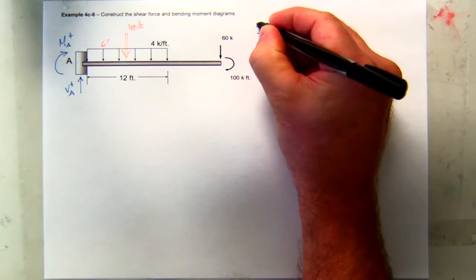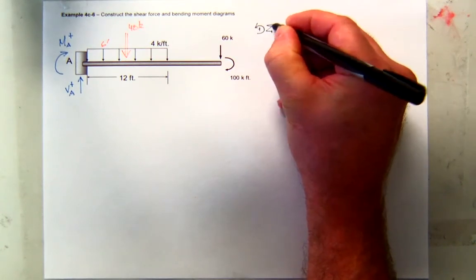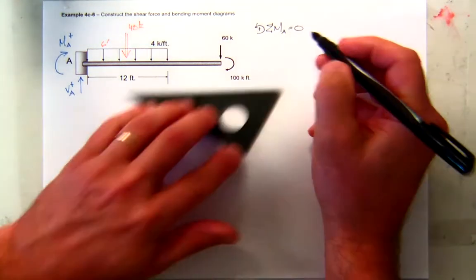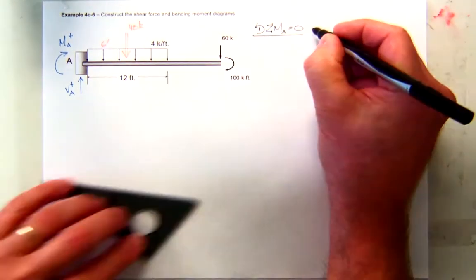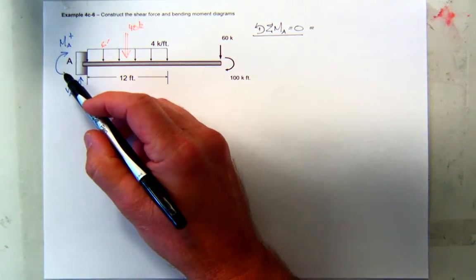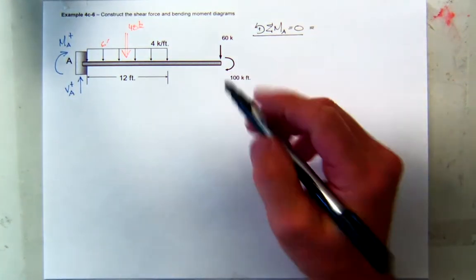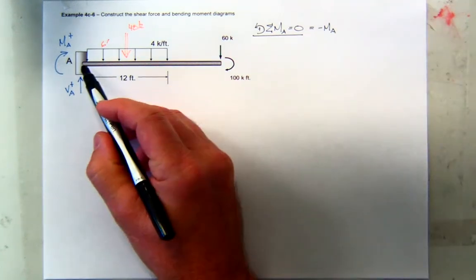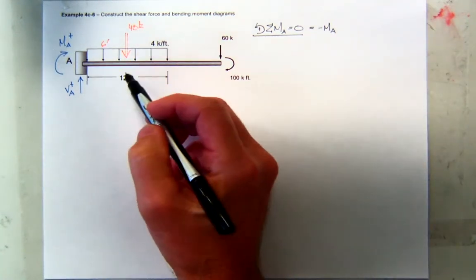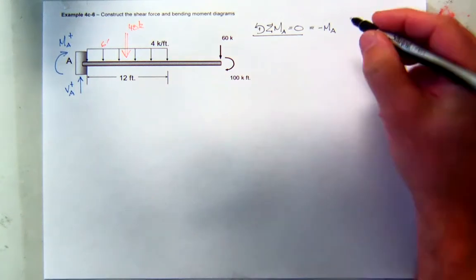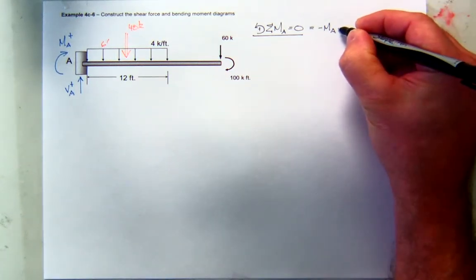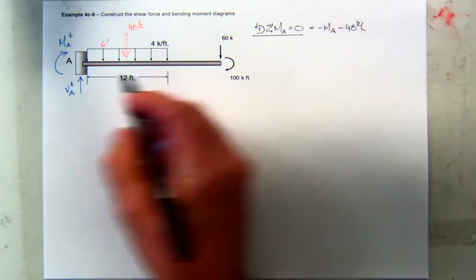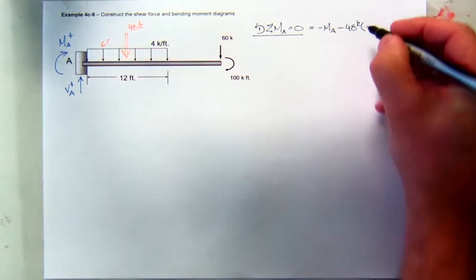So I'm going to come over here and using the right-hand rule for my sign convention, I'm going to sum moments at A and make sure it's in equilibrium. So what kind of moment is this in my sign convention? It is negative. What kind of moment about A does this 48 kip equivalent force create? Positive or negative? Negative. So it's a force of 48 kips and a distance from A to the centroid of 6 feet.